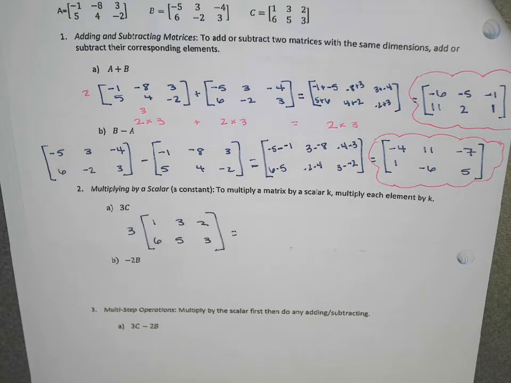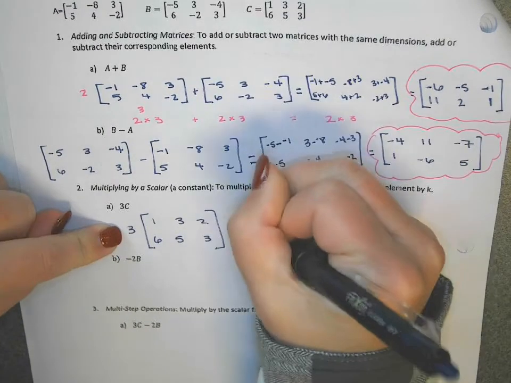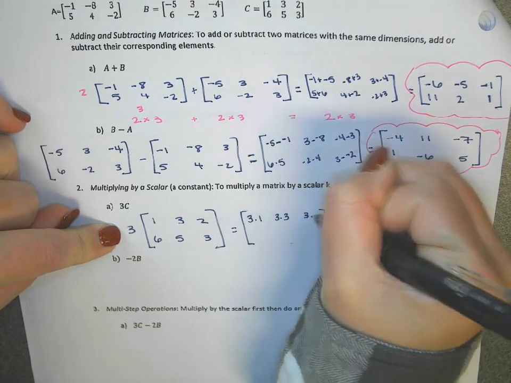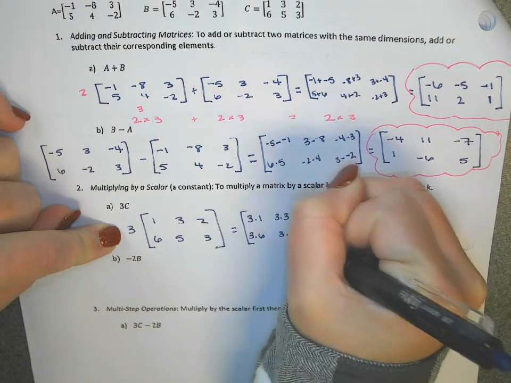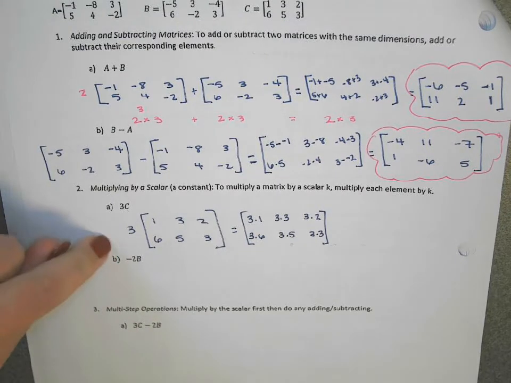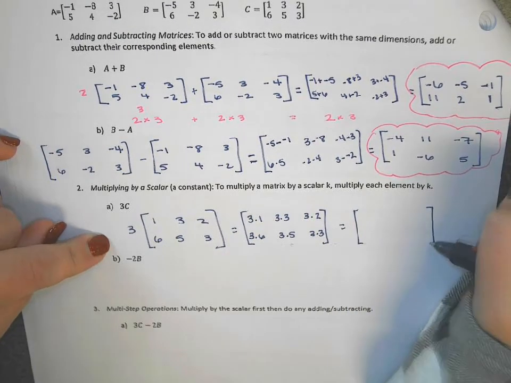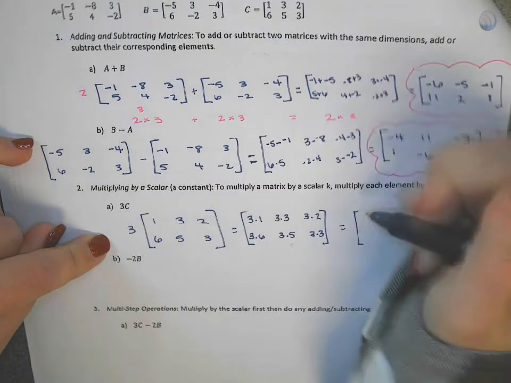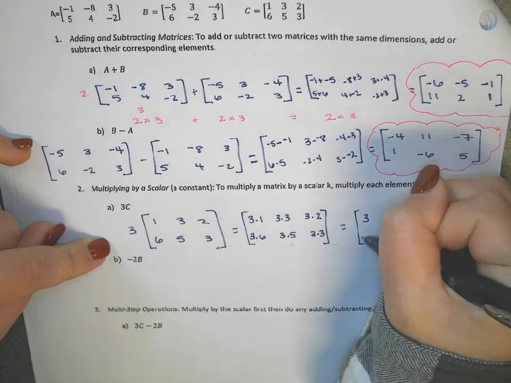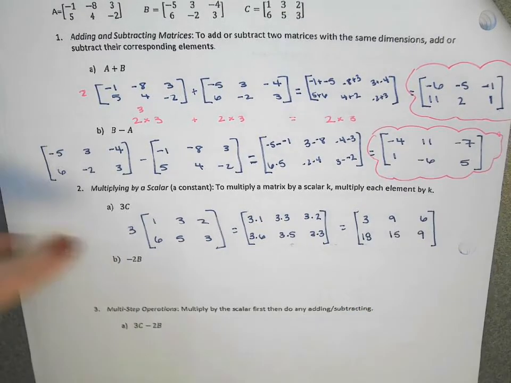Okay. Now what you're going to do is multiply every single element by the scalar out front. So your workbox here turns into 3 times 1, 3 times 3, 3 times 2, 3 times 6, 3 times 5, and 3 times 3, because you're multiplying each of the elements by 3, because 3 was your scalar. So our answer is 3 times 1 is 3, 3 times 3 is 9, 3 times 2 is 6, 3 times 6 is 18, 3 times 5 is 15, and 3 times 3 is 9.